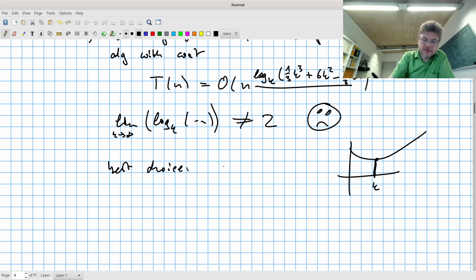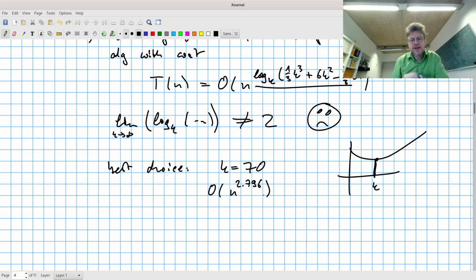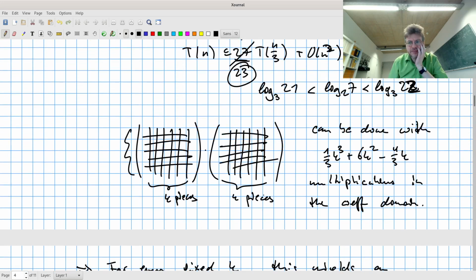And the best choice is 70. This is where you get the smallest exponent from this approach. And what is this exponent? Well, it's this. It's 796. So it's just a little bit smaller than what we had with Strassen.